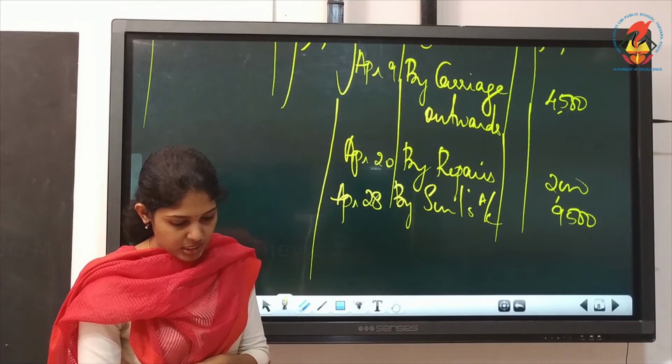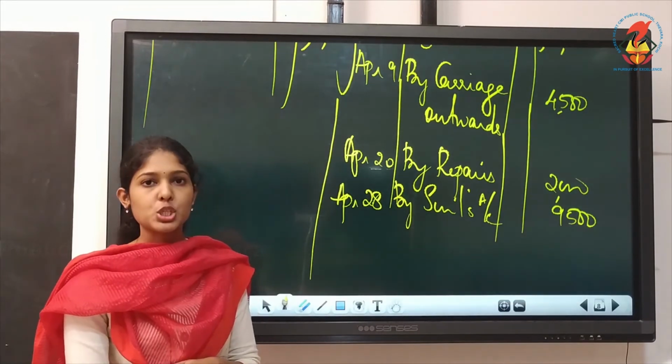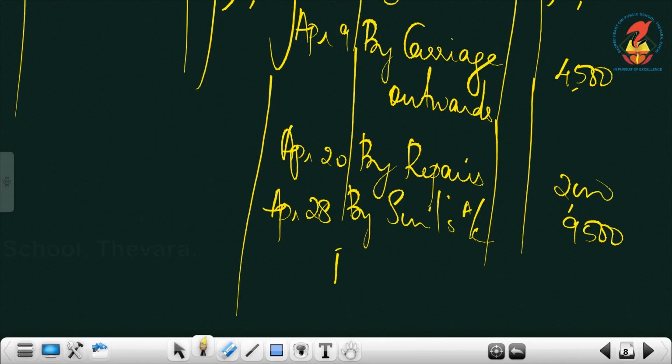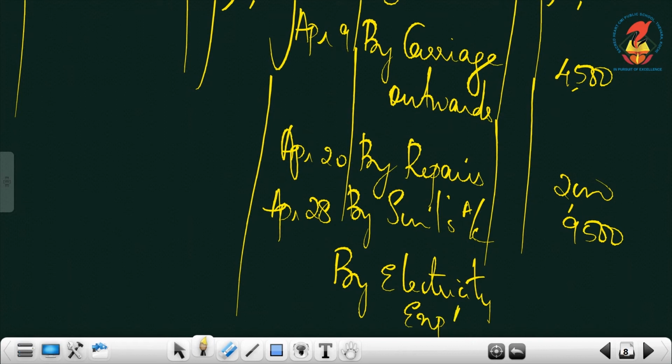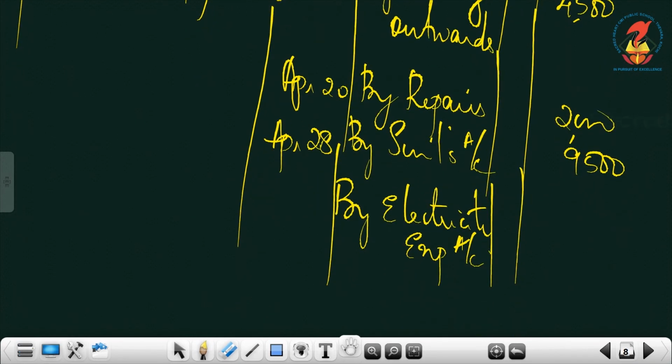Then the next one is paid electricity bill in cash. So electricity expenses debtor to cash. So you write by electricity expenses. And the date is April 29th, amount is 9,000.